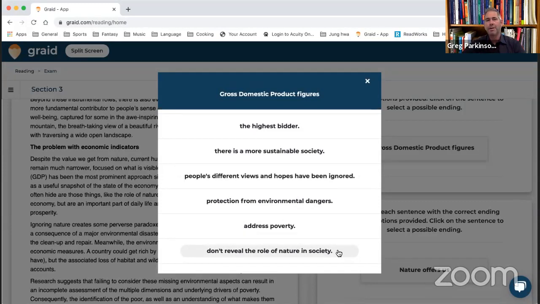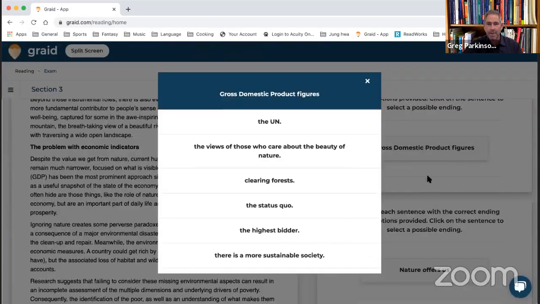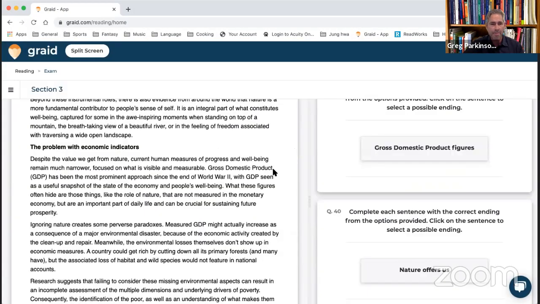What I'm going to do here is I'm going to check my prediction in the reading. So just another strategy you can use. If you don't have a lot of information, right? So this first half of the sentence, there's not a lot of information, then you can make a prediction, right? To narrow down what you're looking for. So just to show you again, I believe the answer is don't reveal the role of nature in society, right?